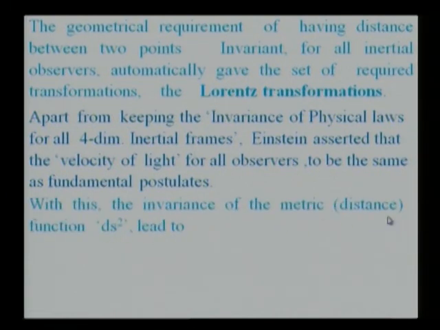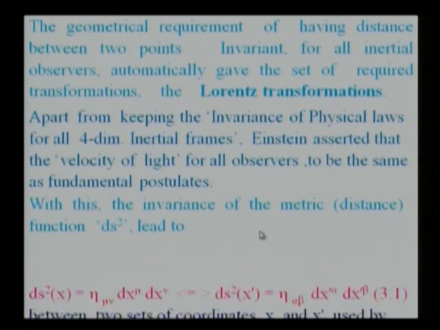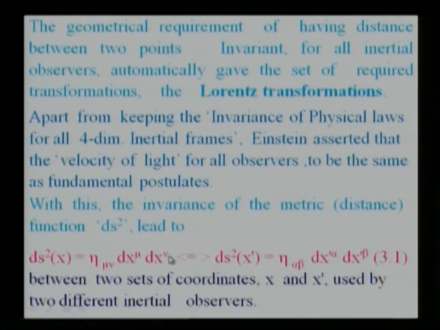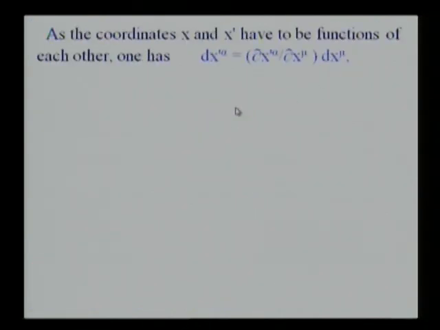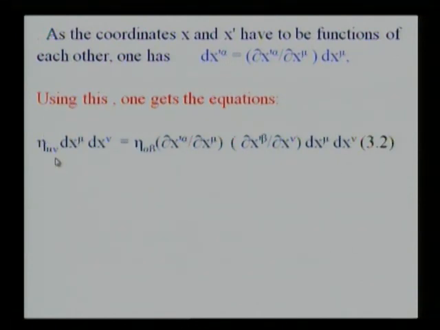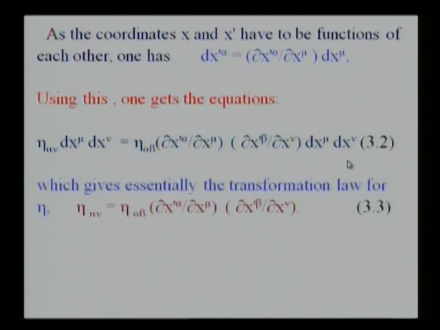Now, with this, the invariance of the metric function ds squared leads to the following. If ds squared in the frame x is this bilinear form, eta mu nu dx mu dx nu, in the x prime frame let's call it eta alpha beta dx prime alpha dx prime beta. Between these two sets of coordinates, if I were to have a transformation, now dx prime alpha, because x and x prime are functions of each other, you get delta x prime alpha by delta x mu dx mu. Using this, one gets the equation for eta mu nu dx mu dx nu as given by 3.2, which essentially gives the transformation law for this one.